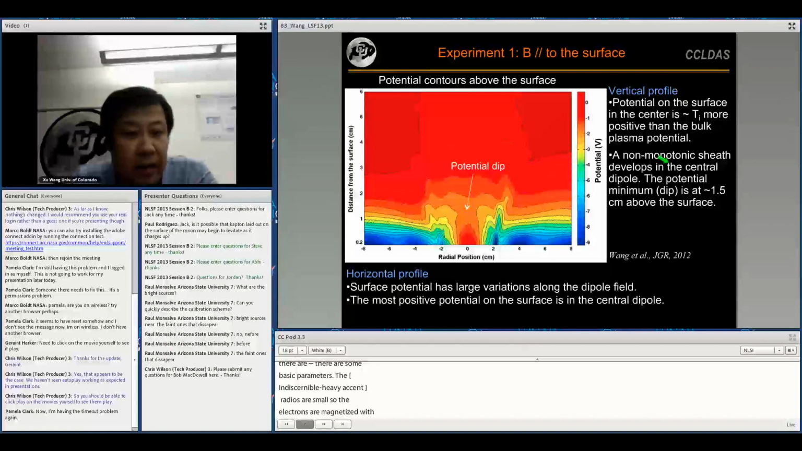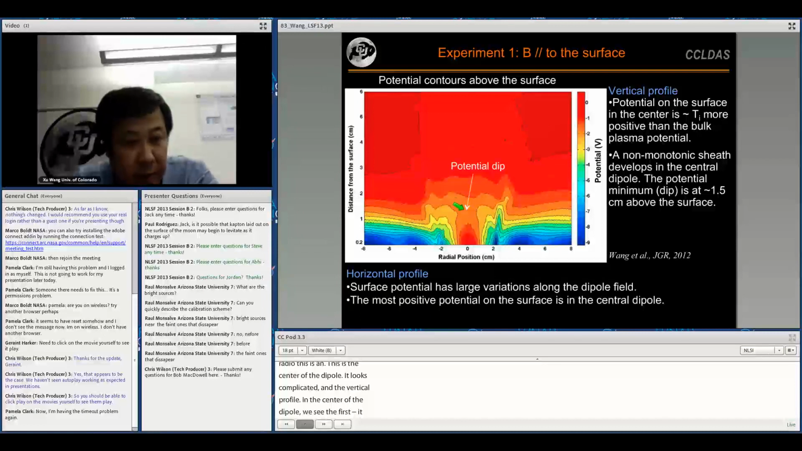So the first experiment we did is with the magnetic field parallel to the surface. This is the potential contours above the surface. This is the height, and this is the radial position. So 0 is the center of the dipole. It looks complicated, so in the vertical profile, in the center of the dipole, we see first the potential on the surface is about 1 volt more positive than the bulk plasma.